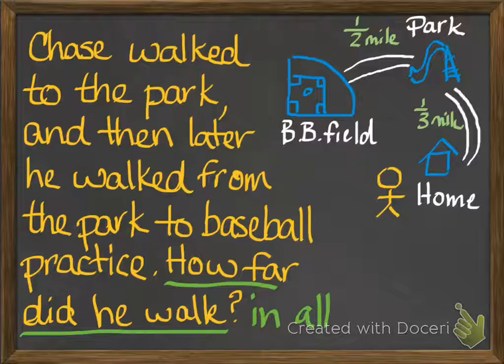And the important information on my picture here over on my diagram is that he walked 1/2 of a mile from the park to the baseball field and 1/3 of a mile from his house to the park. So altogether, I'm going to have to add that up and find out how much he walked in all. So I'll be adding 1/2 plus 1/3.